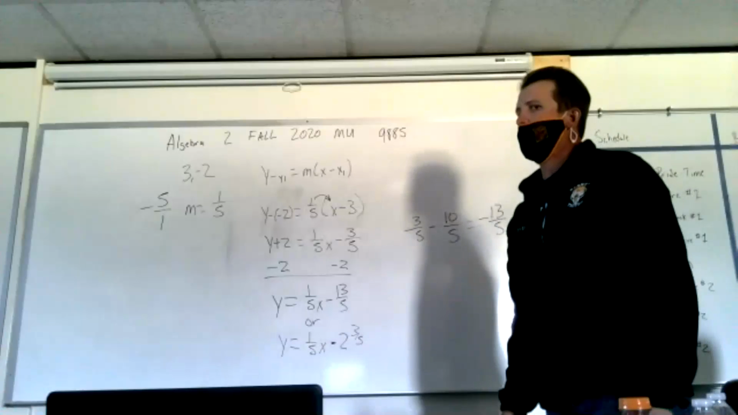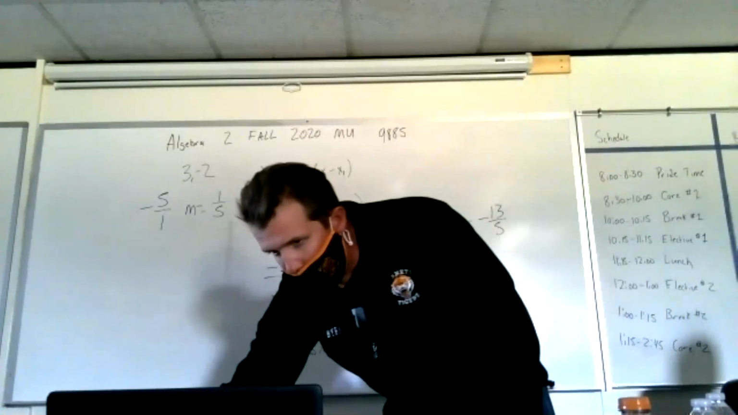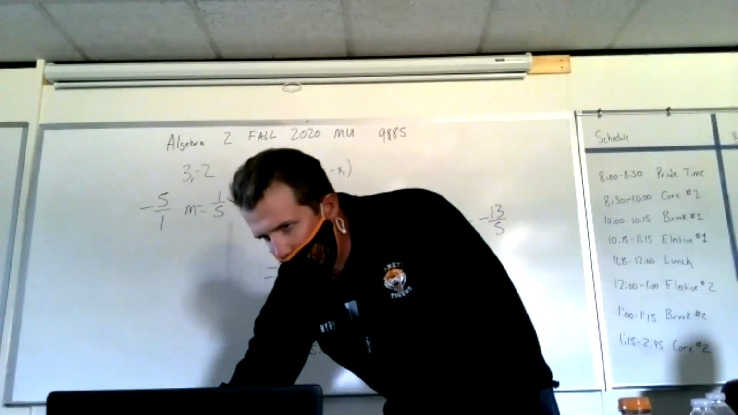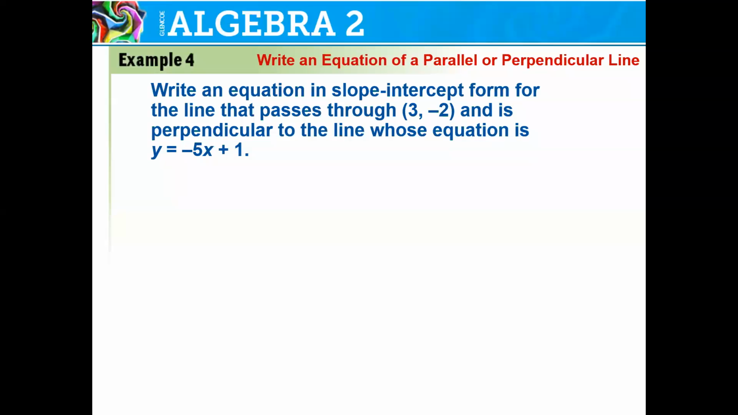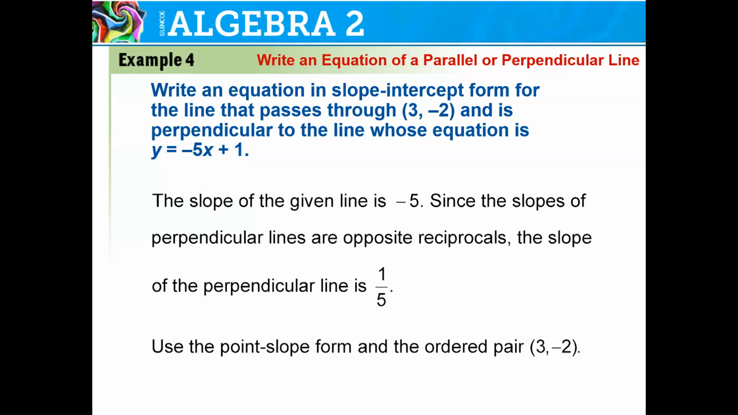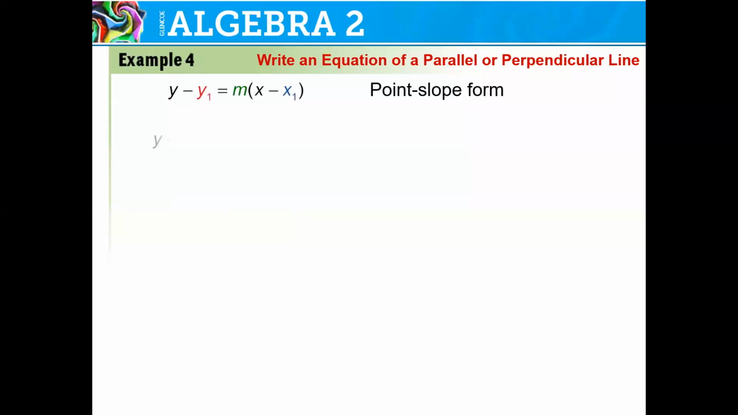Okay, so the key with perpendicular and parallel lines is that is where we find our value for m, and they give us the equation for what they're supposed to pass through. So the slope of the given line is -5. We want to flip it to its opposite reciprocal, which is 1/5. Okay, and then use point slope form for the ordered pair 3, -2. So they plug it in.